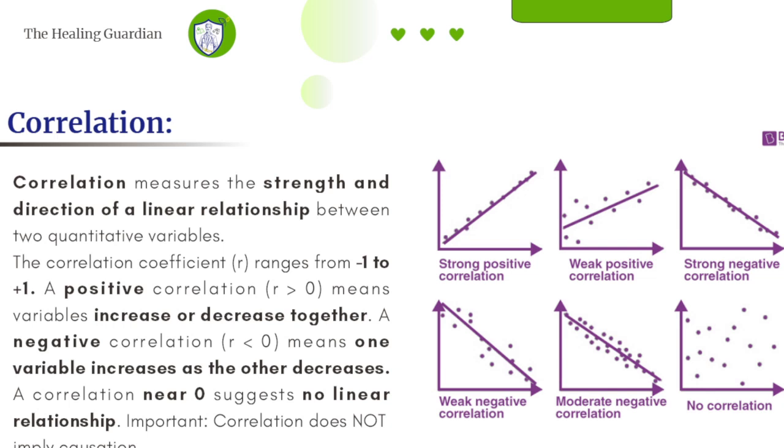Correlation means the measure of strength and direction of a linear relationship between two quantitative variables, and basically linear. Meaning if you plot the data points and they don't form a line or they don't form any linear relationship, we say that the correlation is zero, or there is no correlation like this graph.